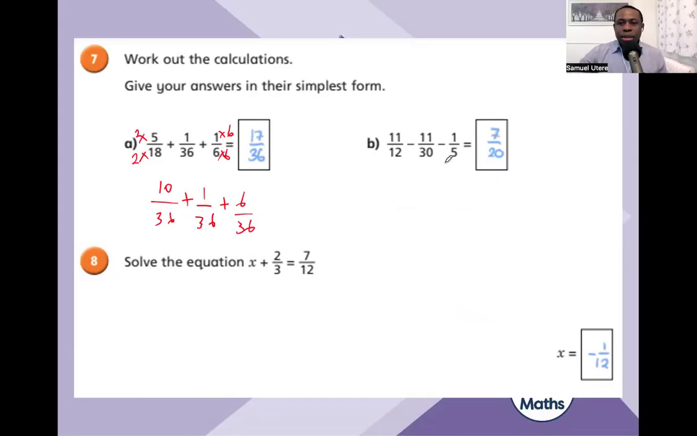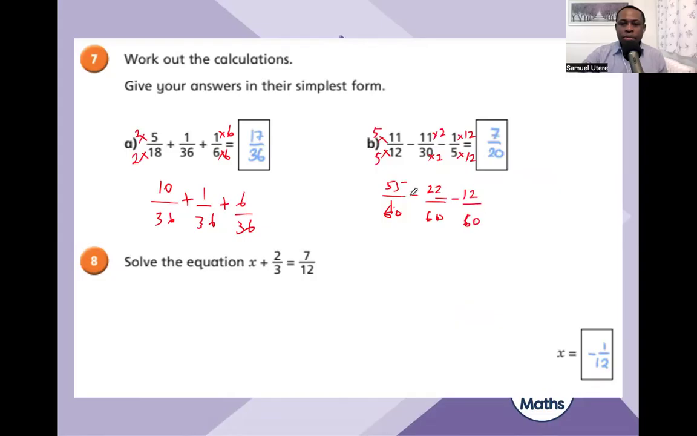here, I think the common multiple will be 60. Okay, we can use 60. So we need to multiply this by 5, this by 2, and this by 12. Now we have 55 over 60 minus 22 over 60 minus 12 over 60.